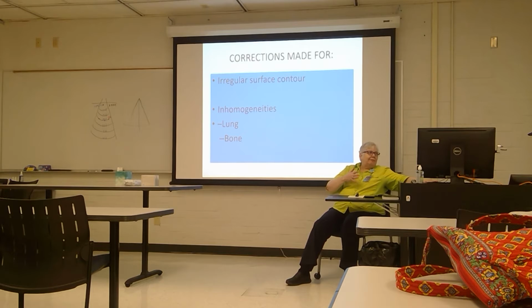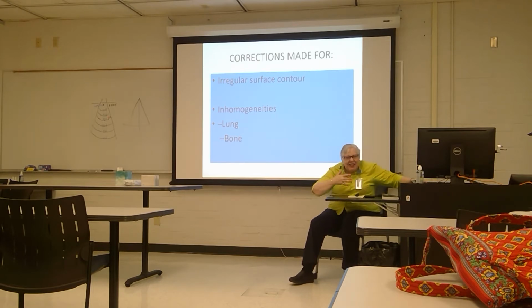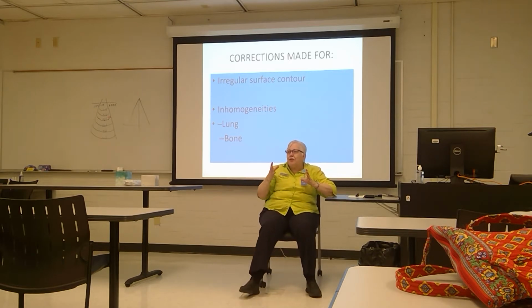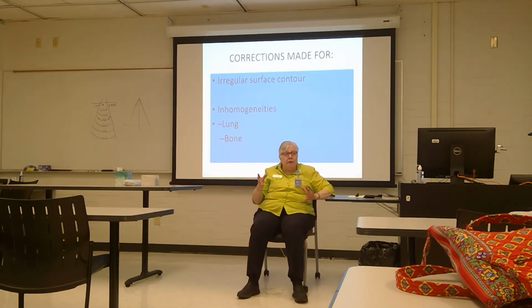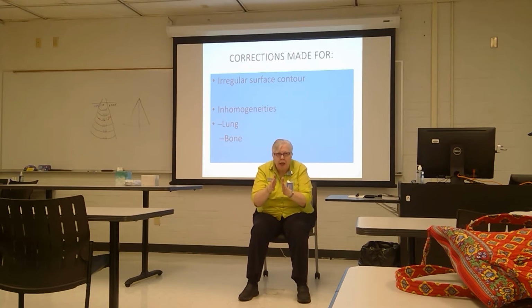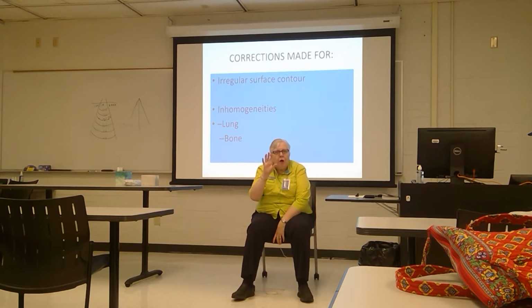So that's the irregular surface contour. How do you make up for the irregular surface contour? Let's do 2 things. Let's say non-IMRT first. And then we'll do IMRT. Okay, let's do IMRT first.